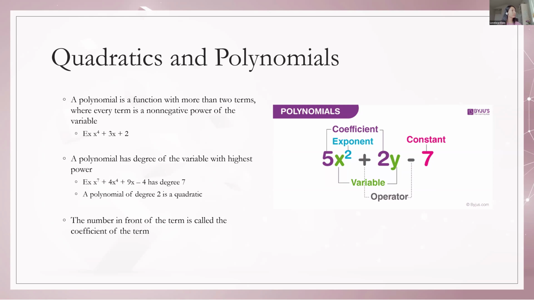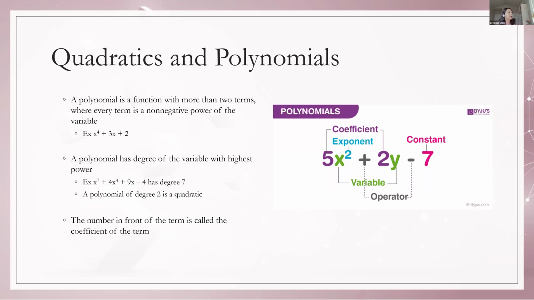But every term is a non-negative power of the variable. Usually the variable is x, although there can be more variables. Every term is a power of x. So for example, x squared, x cubed, or x to the 0, which is 1. So that's where the constant comes from. For example, x to the 4th plus 3x plus 2 is a polynomial. But the important thing is that the power has to be an integer. So x to the 1/2, or square root of x, is not a polynomial function.